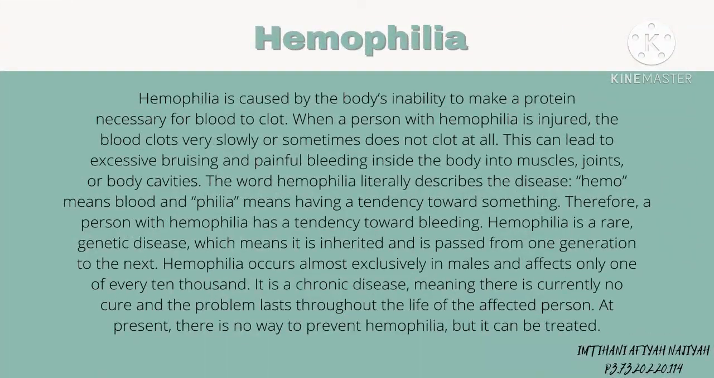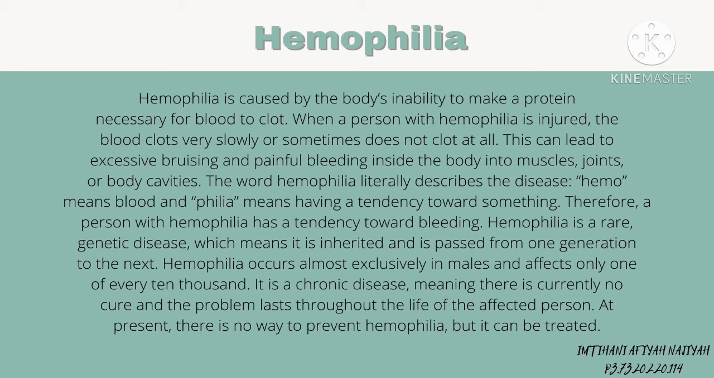Hemophilia. Hemophilia is caused by the body's inability to make a protein necessary for blood to clot. When a person with hemophilia is injured, the blood clots very slowly or sometimes doesn't clot at all. This can lead to excessive bruising and painful bleeding inside the body into muscles, joints, or body cavities. The word hemophilia literally describes the disease. Hemo means blood, and philia means having a tendency towards something. Therefore, a person with hemophilia has a tendency toward bleeding.